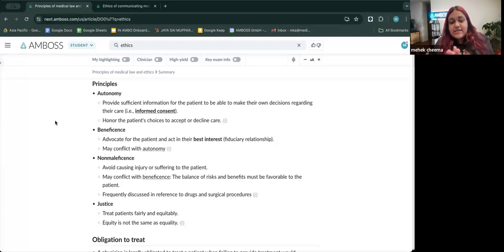Lastly is justice. Of course, you have to treat patients fairly and equitably. Equity is not the same as equality. Equity and equality are 2 terms that we've now been discussing a lot in global health platforms like, again, WHO and United Nations. They're very different. Equality means everyone should be treated the same, but that's not true. Everyone can never be treated the same.